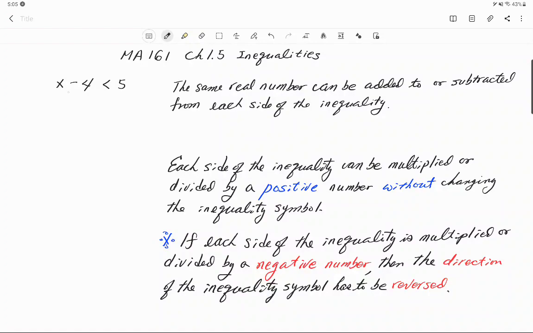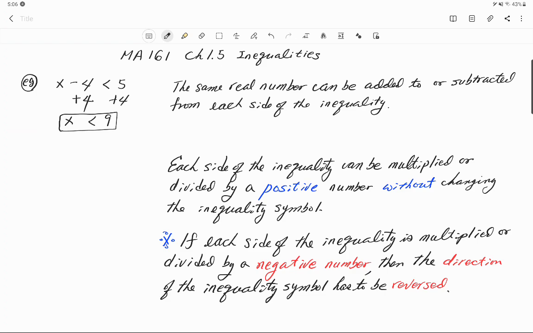So for example, x minus 4 is less than 5. In order to find x, you can make this negative 4 zero by adding 4 to each side of the inequality. So x is less than 9. This is the solution. The solution of this inequality is all the x values that are less than 9. So this one is okay, right?